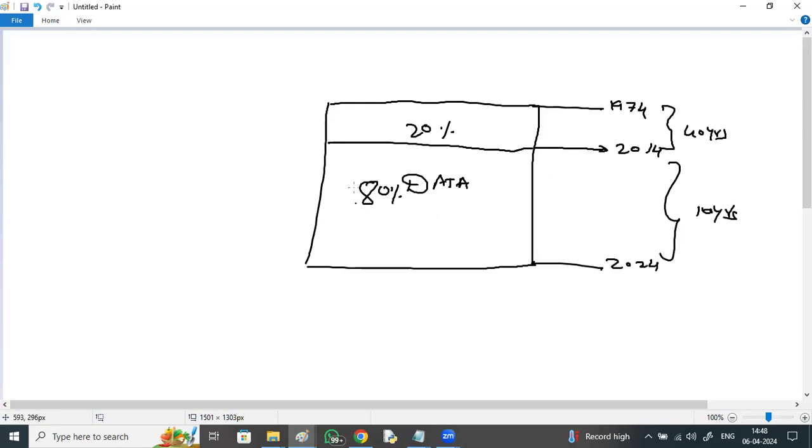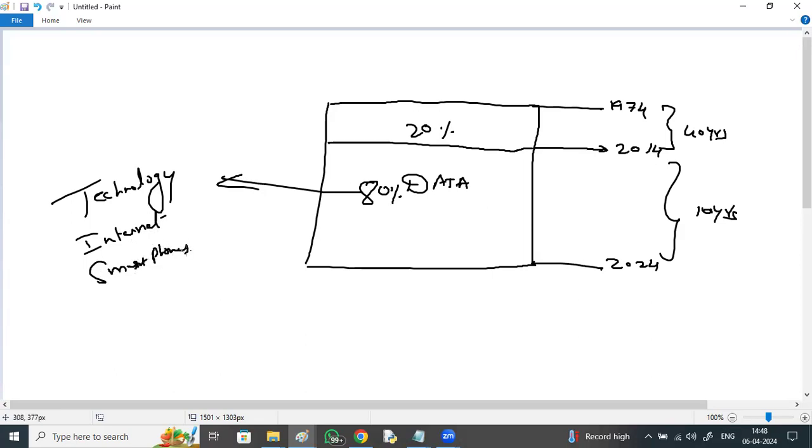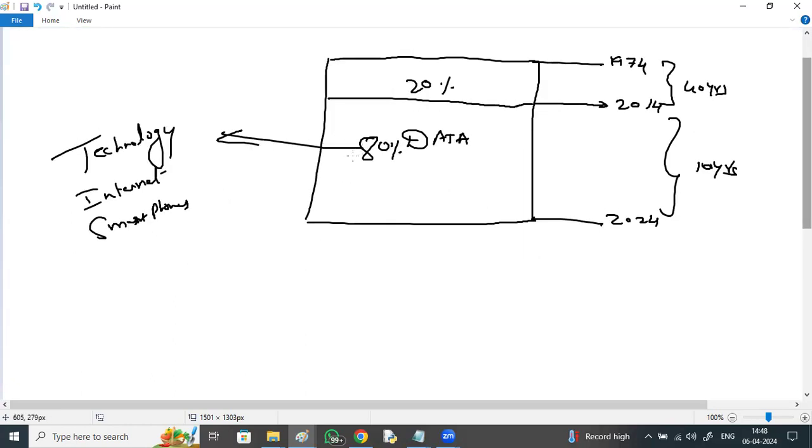The reasons for huge data generation, especially in the last 10 to 15 years, are the usage of technology, the usage of the internet, which has increased a lot, and the usage of smartphones. And from where is this data generated? Mainly we can see three sources of data.